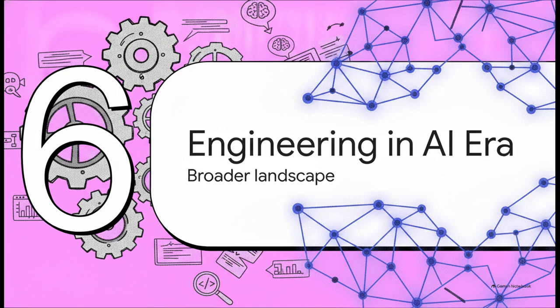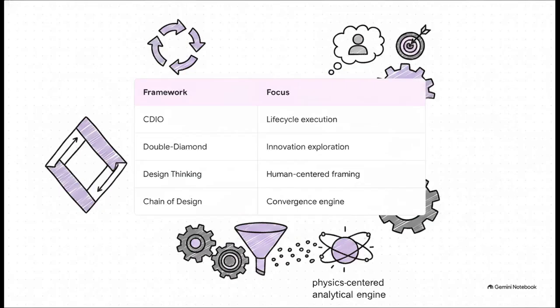Section 6. Engineering in the AI Era. So how does this all fit into the broader landscape of modern design frameworks? You're probably familiar with the big ones, and they all have their place. CDO is fantastic for lifecycle execution. The double diamond model is incredible for divergent innovation and breadth-first exploration. Design thinking is totally on point for human-centered problem framing.